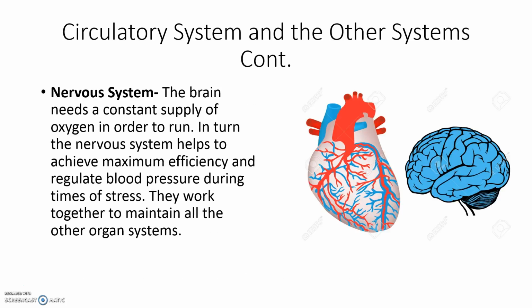The circulatory system is also very closely linked to the nervous system because the brain needs a constant supply of oxygen in order to run. In turn, the nervous system helps to achieve maximum efficiency and regulate blood pressure during times of stress. They work together to maintain all the other organ systems.